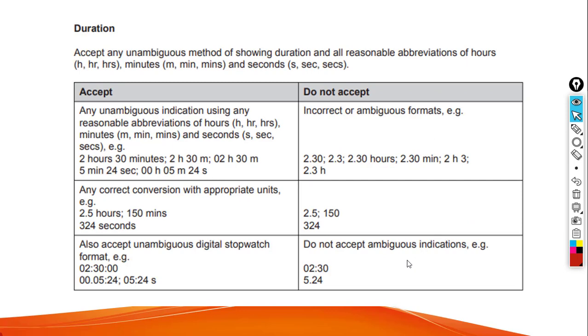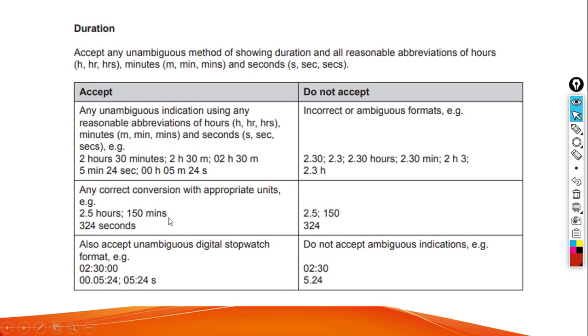Duration. If we are talking about a question involving duration, all you need to do is this: they will accept any unambiguous indication by using a reasonable abbreviation, such as hours. You can use the abbreviation HR or HRS, minutes MIN or MINS, or seconds SEC or SECS. They will not accept incorrect or ambiguous formats such as 2.30 hours. They will accept correct conversion with appropriate units, which is 2.5 hours.